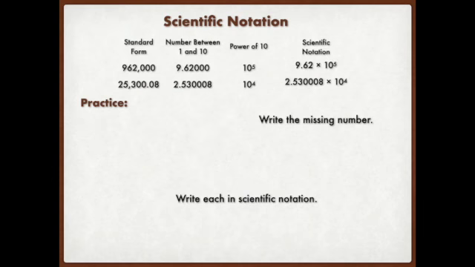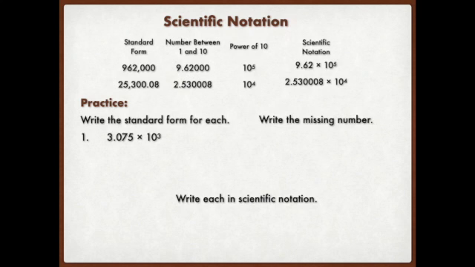So on the left I have the standard form, and then when I modify it and move the decimal point, that's going to be my number between 1 and 10, and then I need to multiply that by the power of 10, and that gives us the complete scientific notation. So scientific notation is the number between 1 and 10 with the power of 10 and the exponent. And why do I have 9.62 times 10 to the 5th? That's because I moved the decimal place over 5 places, and I did move it to the left.